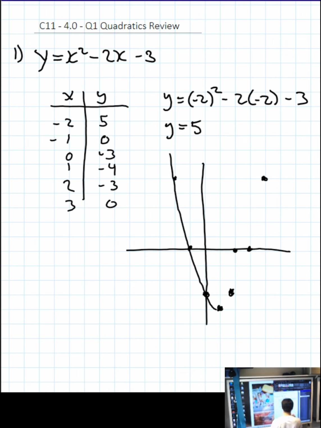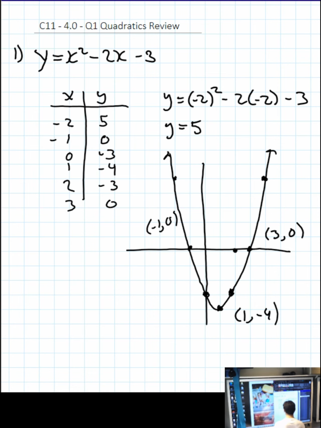Awesome. So again, remember, if you forget all methods, we're simply going to graph with a table of values. Let's write down what the x-intercepts are. Near the x-intercepts, open bracket, negative 1, comma 0. Off to the right, we have 3, comma 0. And we have the vertex, 1, negative 4, finding everything with the table of values.